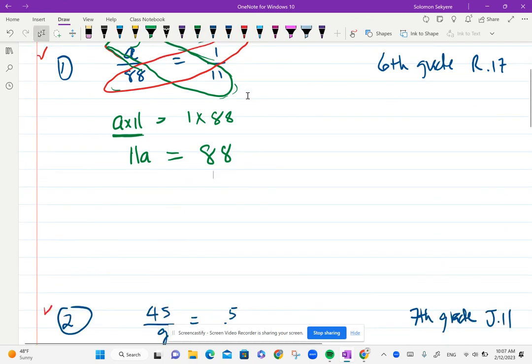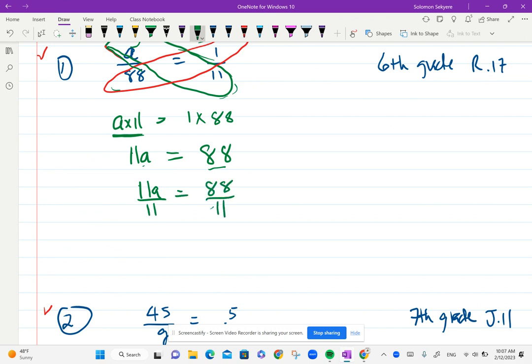The second step: a number times 11 gives 88. What is that number? How do we get it? We divide both sides by the 11. The number multiplying your variable is called what? Your coefficient. Keep that in mind. Coefficient. And then finally we say A equals 8. So keep that in mind and follow the steps.